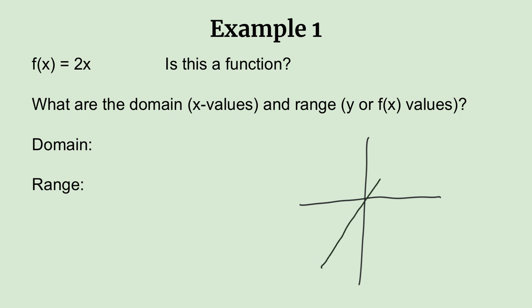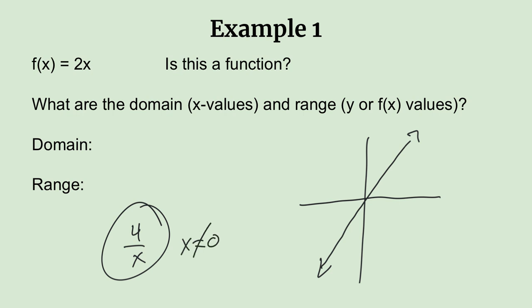Basically, the only thing that ever affects the domain is if you have a variable in the denominator, or if you are taking a square root of a variable, because then you have values that you can't have. Like if x is in the denominator, if you have 4 over x, what can x not equal there? What can you never have in the denominator? 0. So x cannot equal 0 for that example.